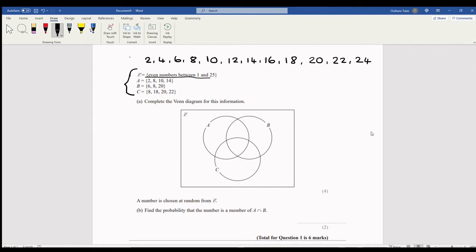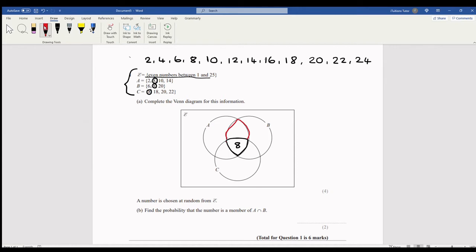Let's complete the intersection of A, B and C, which is this section over here. And what this means is any numbers that appear in set A, B and C. It's only the one number, which is the number 8. And we'll put that here. Now let's have a look at the intersection of A and B. So any numbers that only appear in set A and B. And we don't have any, so this will stay blank.